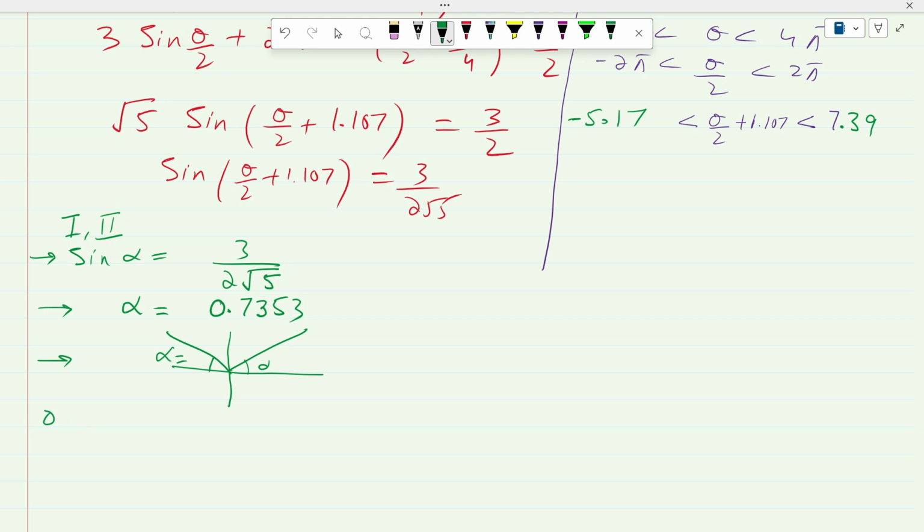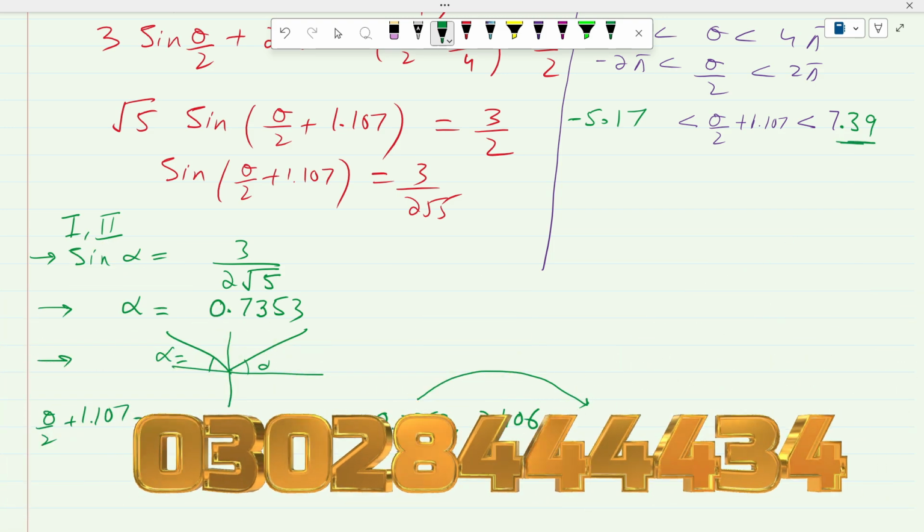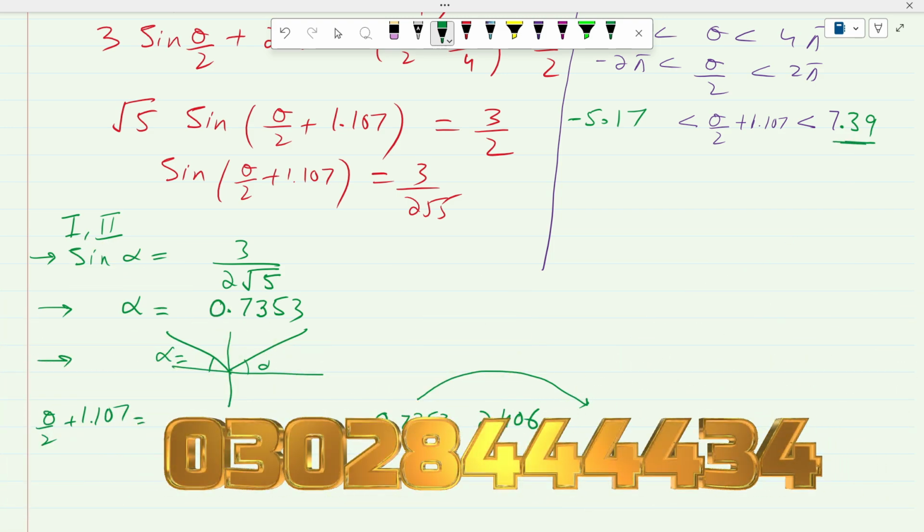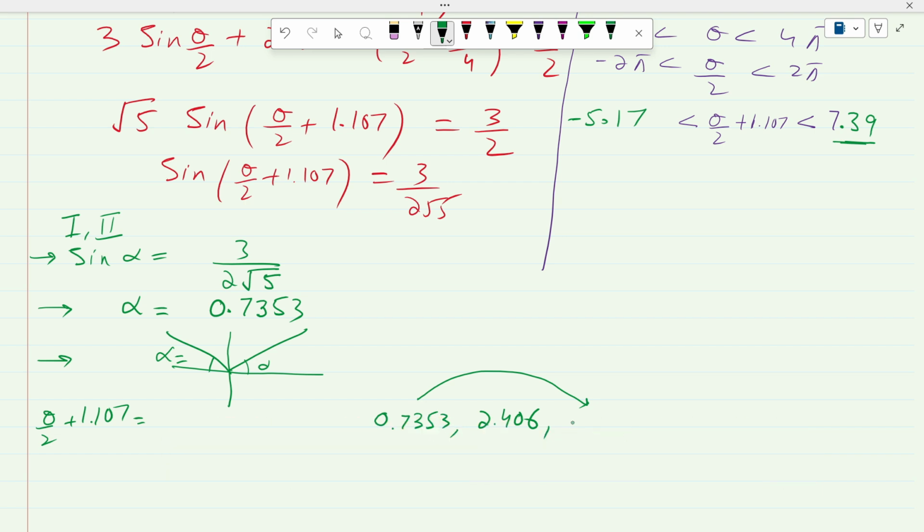That would be theta over 2 plus 1.107. The angles would be 0.7353 and 2.406. Now we have to see whether we can go beyond this first range. So let's start from the very first angle, add 2 pi to it. If our angle falls within this range, then we will accept, otherwise we will reject it. So after adding 0.7353 plus 2 pi, we get 7.018, so we will accept. Now similarly, if we add 2 pi to it again, it is outside the range, so we will not accept it.